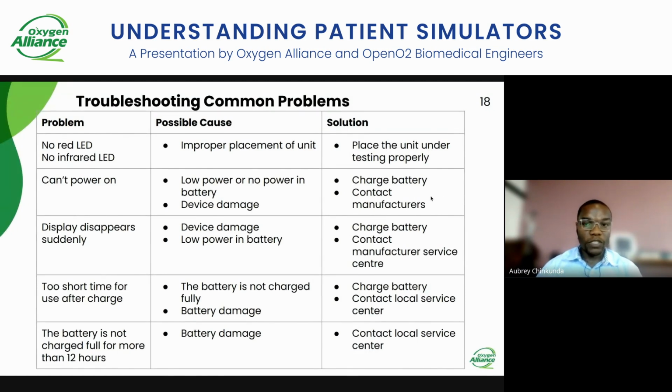The other problem is failing to power on. If you notice that the device is not powering on, you need to check if the battery is charged, because as Janet said, most of them come with a battery inside, so you need to make sure that the battery is charged. Most of these devices have an LED that will show if it's charging. It's usually going to be red, and once it's fully charged, it's going to show a green LED. If the battery is fully charged and it still can't power on, then it might be a bigger problem, that something is damaged with the device or the board. So you need to check that as well.